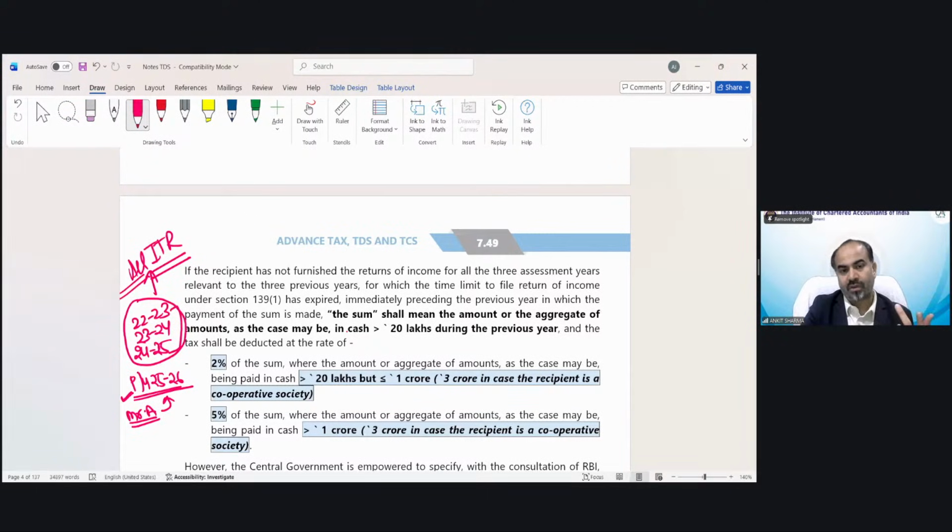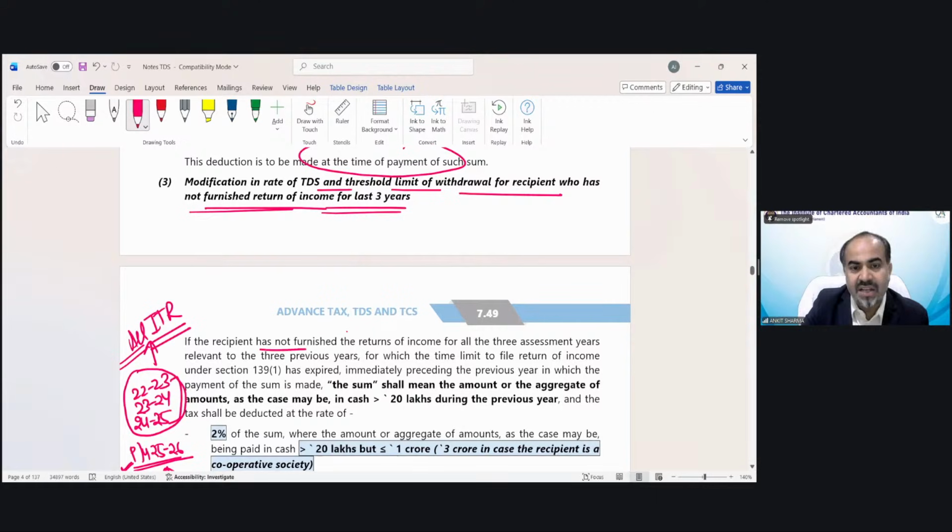So there would be 2 conditions. Mr. A is withdrawing the amount in previous year 25-26. Either he would have filed all last 3 preceding years' ITRs within the specified time, or the answer would be no. If the last 3 years' ITRs have been filed within time, the TDS rate would be applicable as we have discussed: 2% exceeding 1 crore, or exceeding 3 crore. But if it is not so, then the TDS rate would be changed.